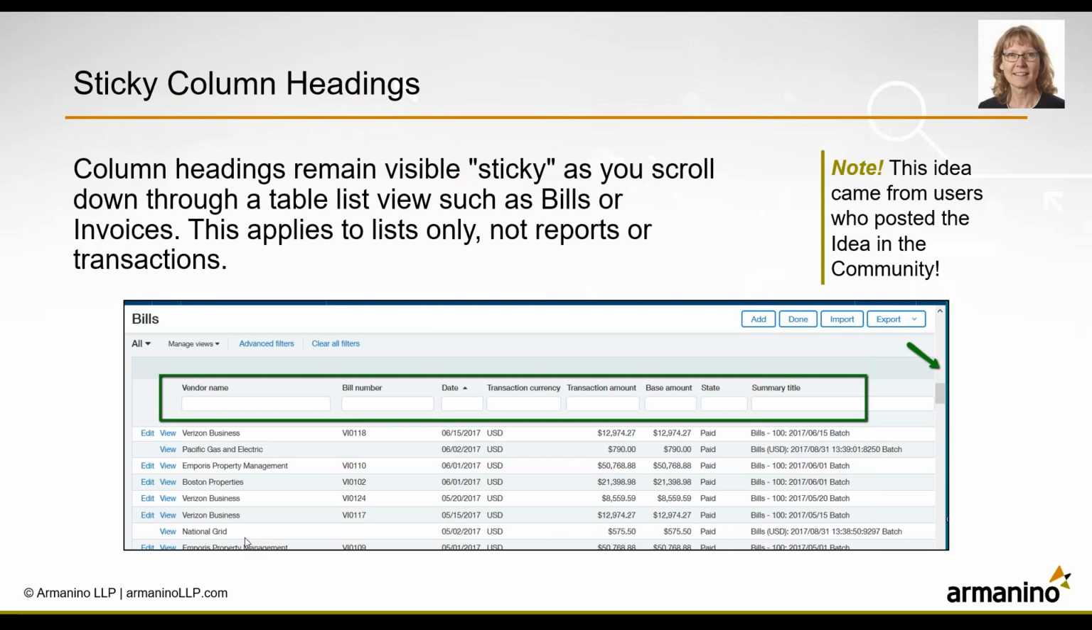So if you didn't notice that, you can see here, I've scrolled down on the bills list quite a ways. The green arrow shows where I've scrolled down, but my headers are staying at the top of my list. So I don't have to filter to get my headers to show. I can scroll down and still see my headers. Yay! I think this is a really good one. So nice to see that one here.